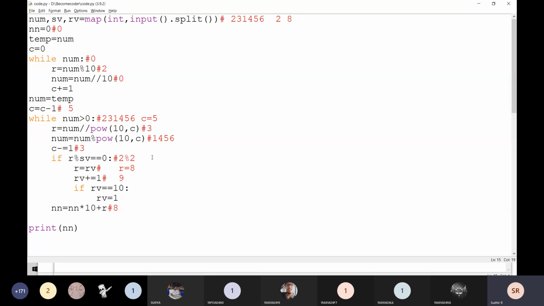Okay, coming into this one. Now the r value is going to be 3. Is 3 divisible by 2? Is 3 divisible by 2?